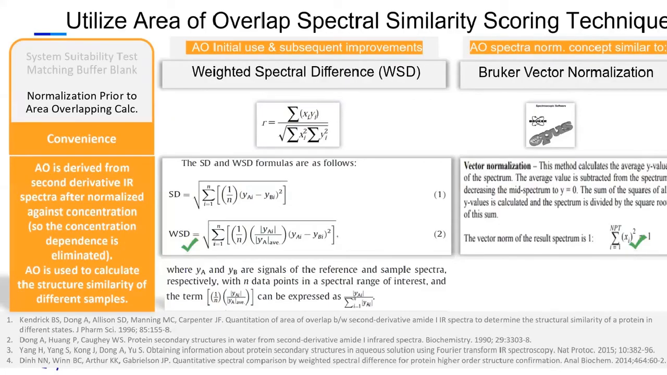We also looked into how MMIR utilized the area of overlap spectrum similarity scoring technique. There are many such approaches for area of overlap, and what MMIR uses is the one developed by Kendrick. So I do not want to get into great detail here, but I did reference the articles that describe its initial use or the subsequent improvements at the bottom.